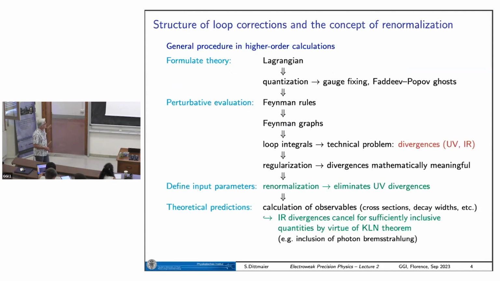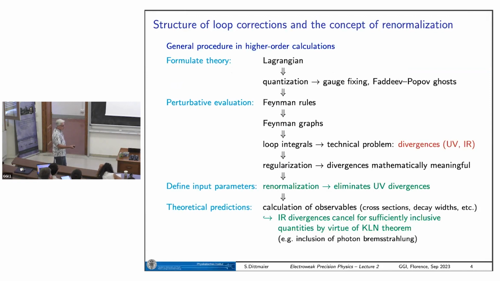And the plan in higher order calculations is the following. You first formulate your theory in terms of a Lagrangian, and you go through quantization to make it really available for perturbative evaluations. This is basically where we ended the last lecture.